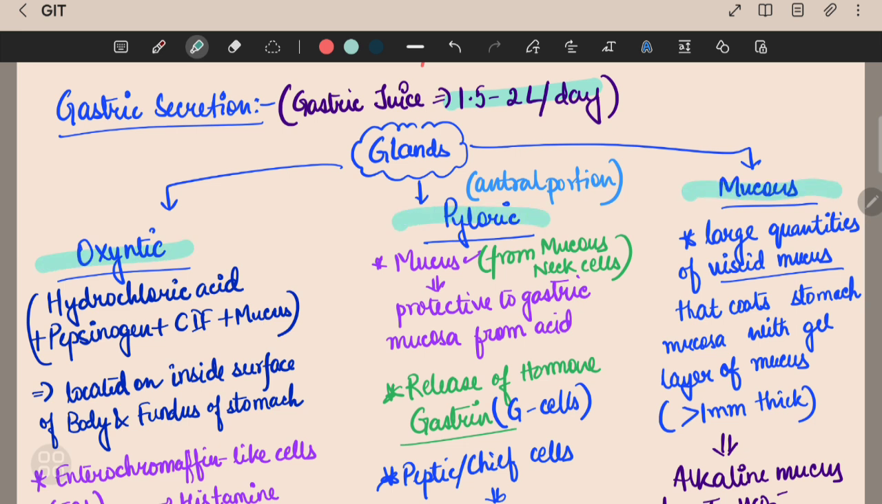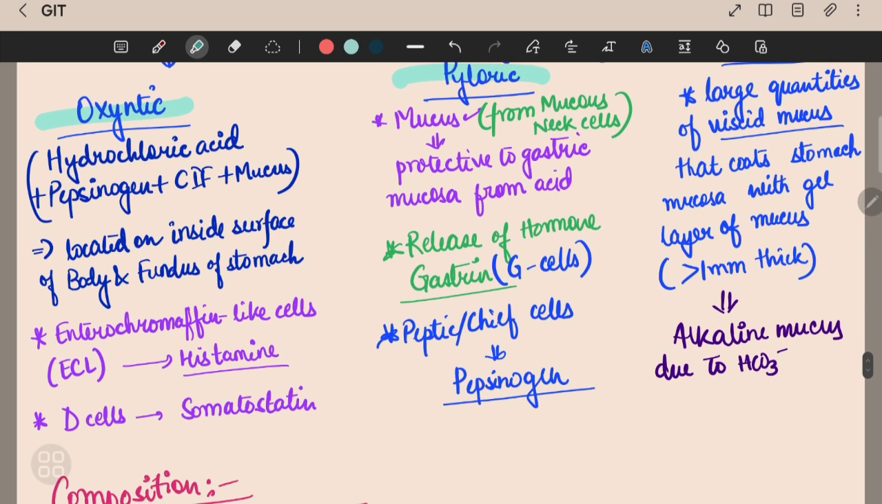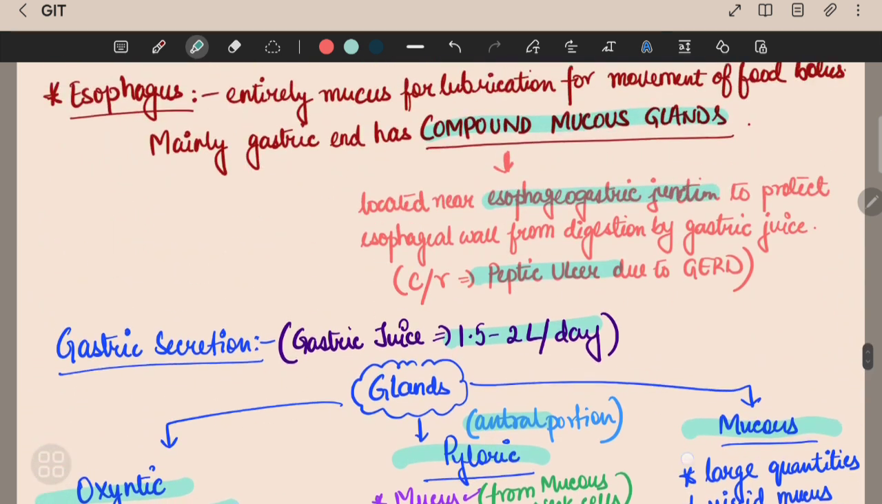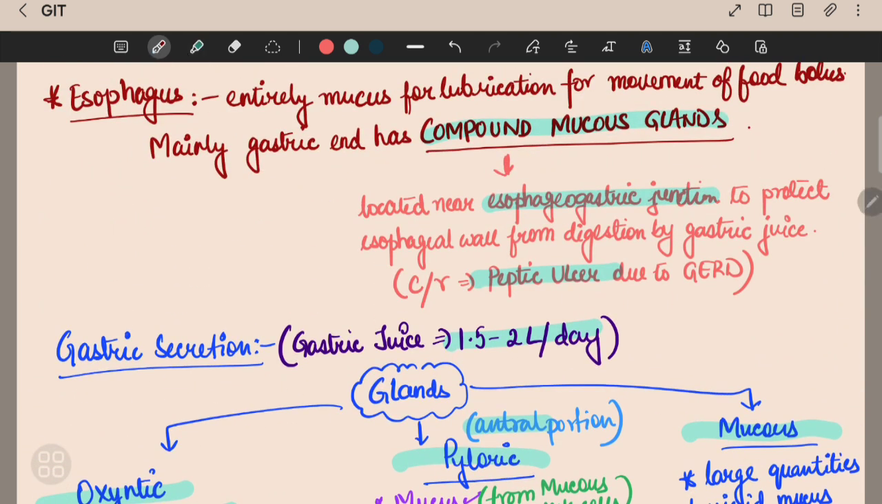Associated with that, of course, the mucous glands are there. Mucus is very much important. The oxyntic cells will produce HCl, hydrochloric acid, pepsinogen and intrinsic factor along with some amount of mucus. Where is it located? Remember, the location of oxyntic cells is in the body and fundus region of the stomach. This is very specific because certain regions of the stomach have more of a particular type of cell. Like the pyloric glands, they are only located in the antral region.